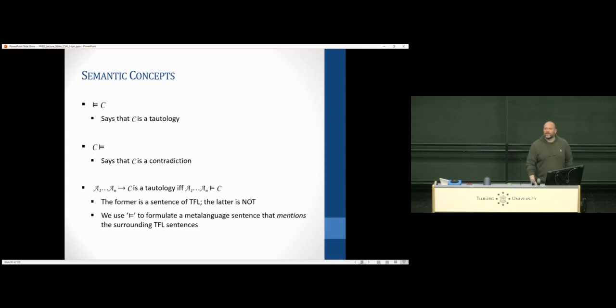And the last little cool thing here is our tautological entailment relation lines up with a very interesting TFL sentence. Basically, if we have A1 through AN as the antecedent of a conditional, and C is the consequent, the entailment relation holds if and only if that conditional is a tautology. The conditional is always true. Why? Well, because that entailment means there's no way to make the first part true and the second part false. And remember, the only time a conditional is false is if the antecedent's true and the consequent is false.